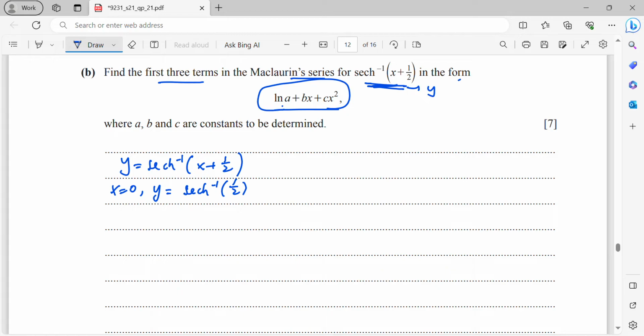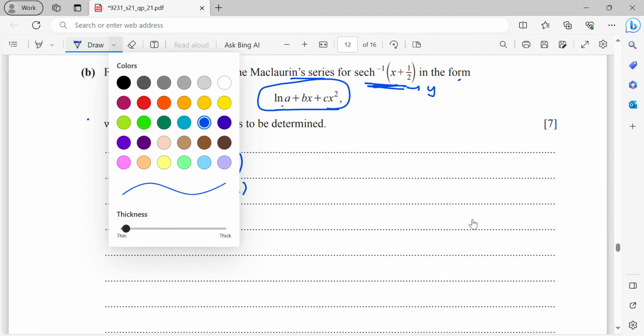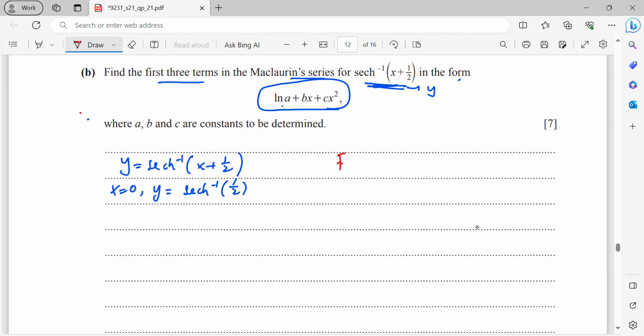Now, to get inverse hyperbolic secant of half in terms of ln, we need to use this concept. From the first part, because we don't have the formula for inverse hyperbolic secant x in the formula list. You are just given inverse hyperbolic cos x. So I need to get the relationship between inverse hyperbolic secant x and the inverse hyperbolic cos x.